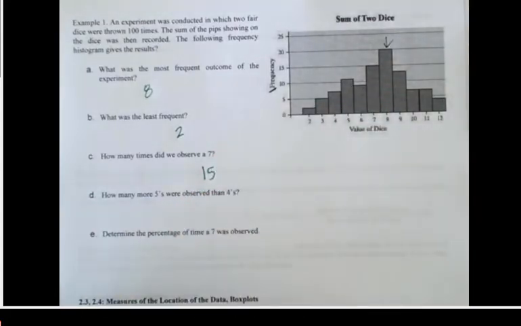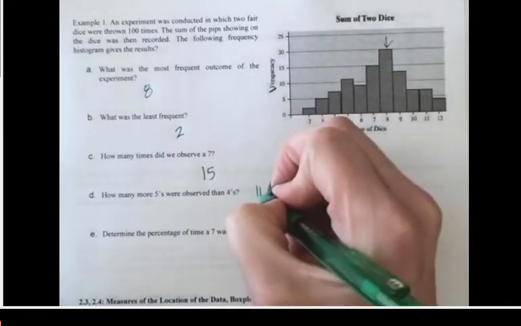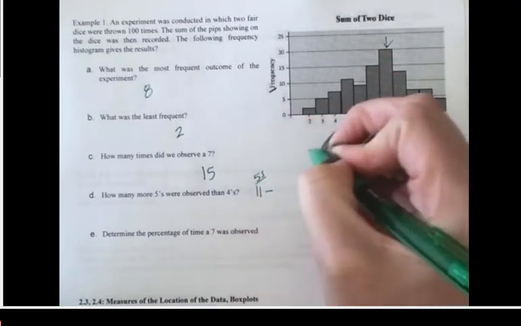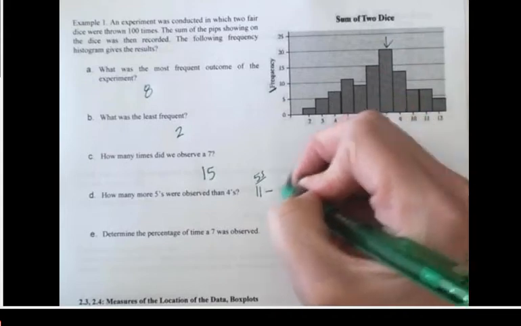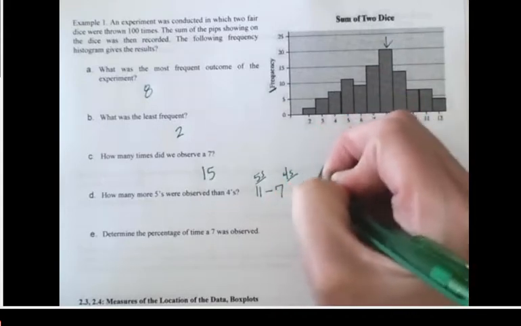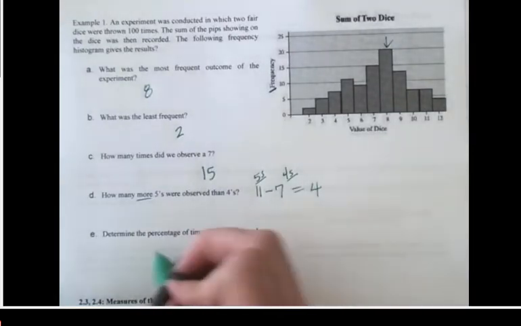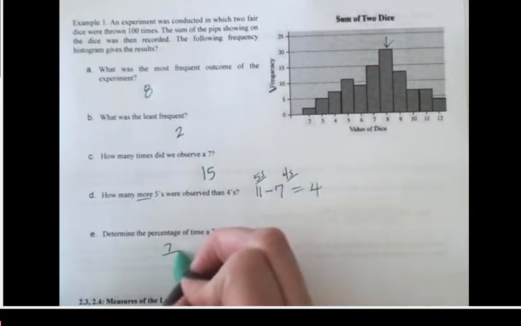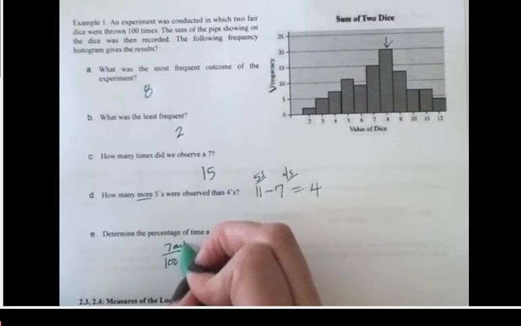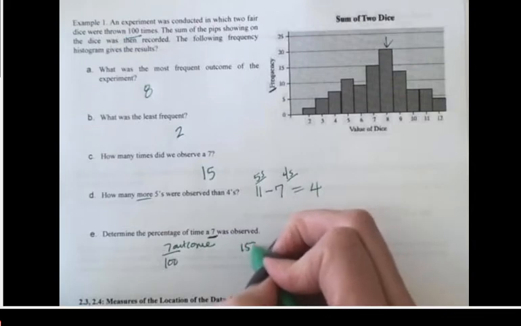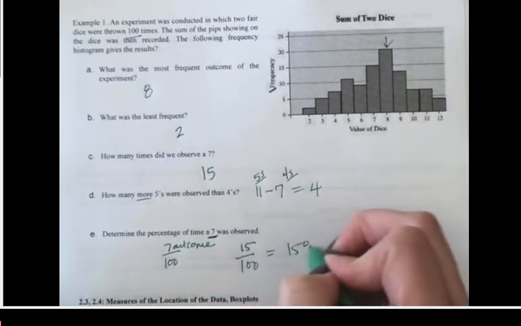How many more 5s were observed than 4s? For 5s, I have around 11. And then for 4s, I have maybe 7. So I subtract. That would be a subtraction, so I have 4 more 5s than 4s. Determine the percentage of times a 7 was observed. So I'm going to look at how many times I got a 7 out of the 100 rolls, right? Because it tells us they did it 100 times. So look at my 7. I have 15 out of 100, which gives me 15%.